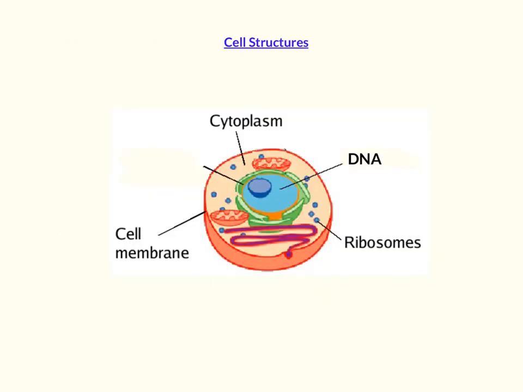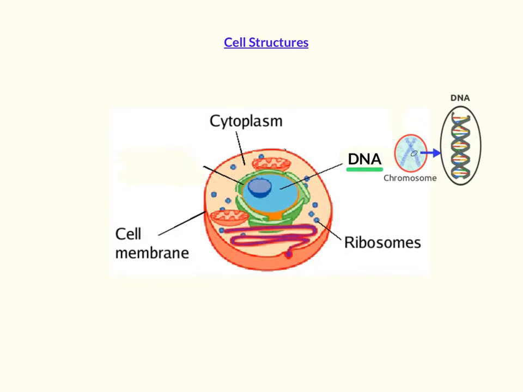There are some cell structures that all cells have in common. All cells have genetic material in the form of DNA. All cells have cytoplasm, which is a semi-fluid, gel-like substance that fills the interior space of the cell. And all cells are surrounded by a cell membrane that we call the plasma membrane. I usually abbreviate membrane as MBN.